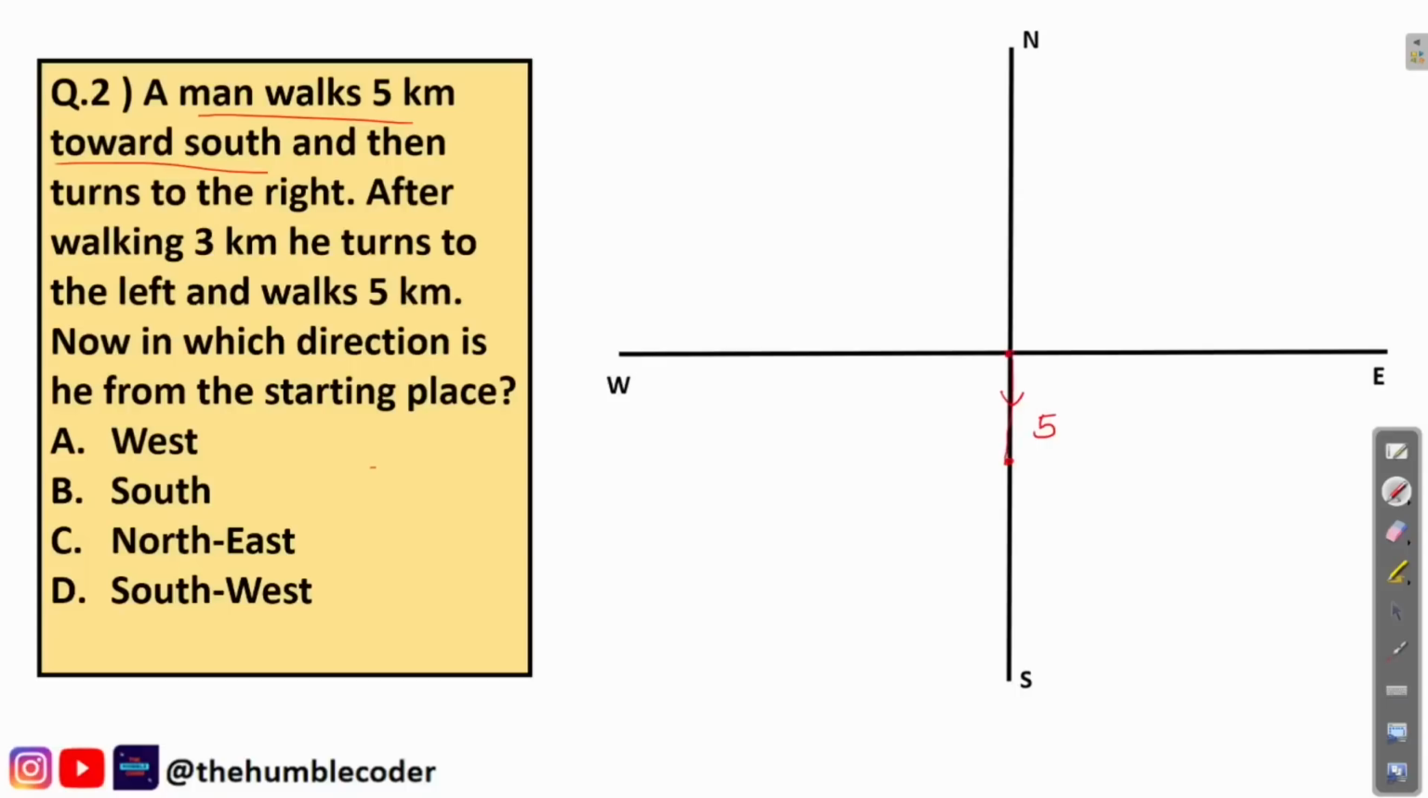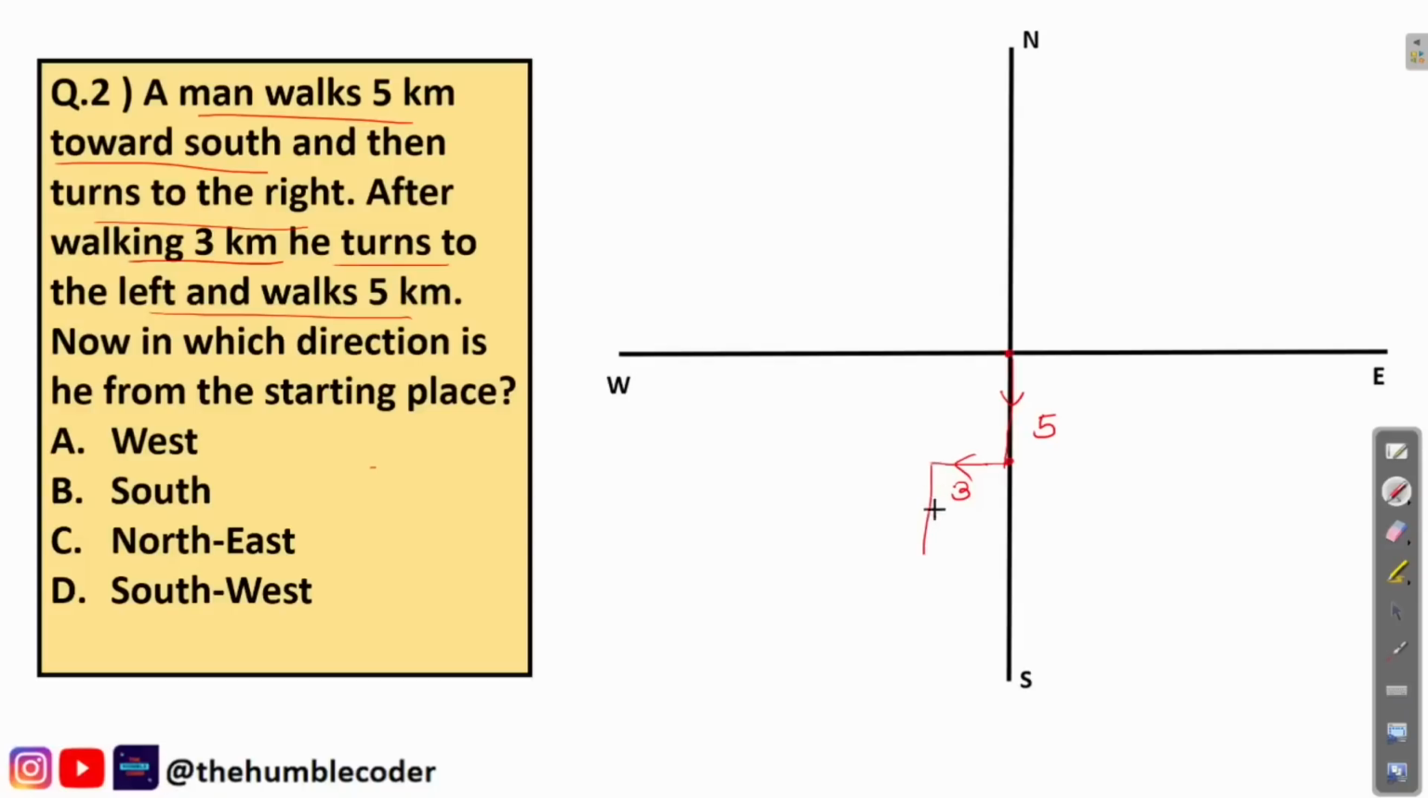Okay. Next, then he turns to the right. So the right for this man will be this direction. Then he turns to the right after walking 3 kilometers. So after walking 3 kilometers to the right, he turns to the left and walks 5 kilometers.